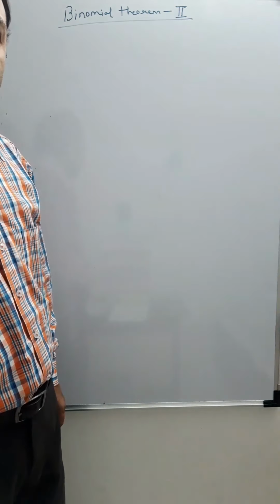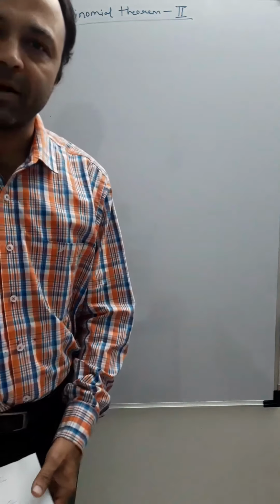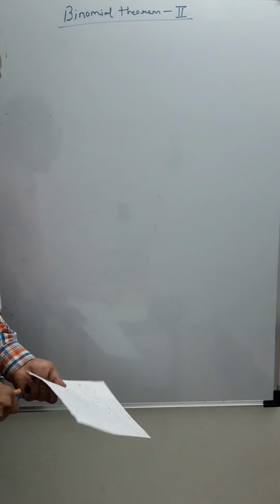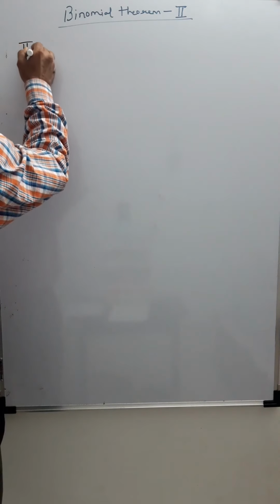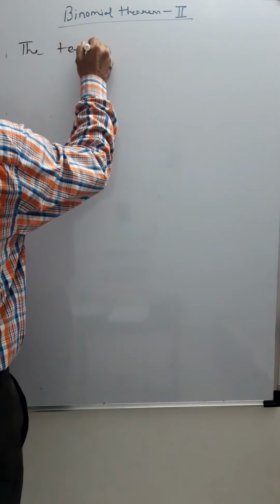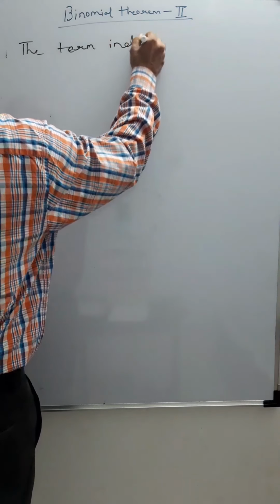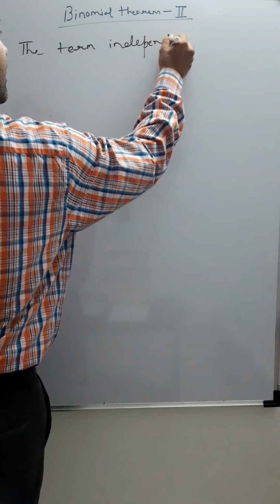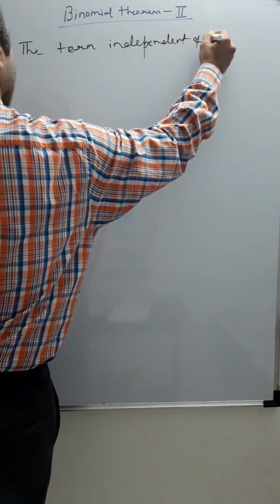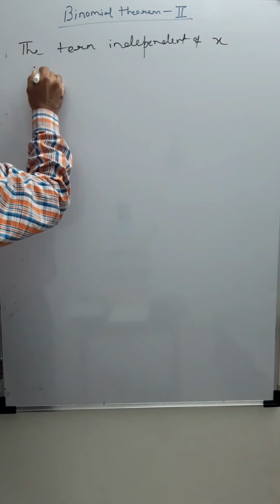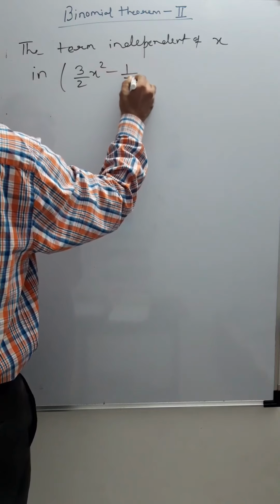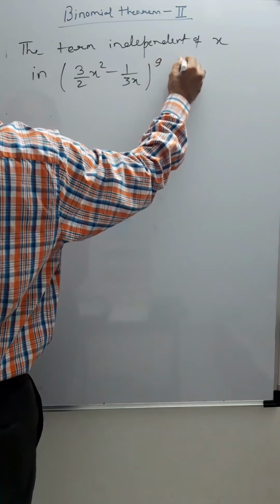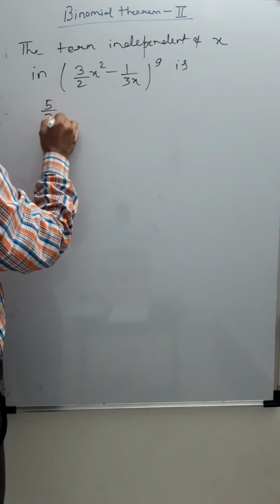So in a binomial expansion, you have to find the independent term and its value. Now I'll take a first example to get this. The term independent of x in (3/2 x² − 1/(3x)) to the power 9 is. These are the options.